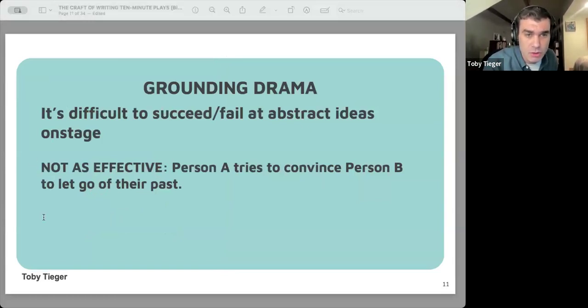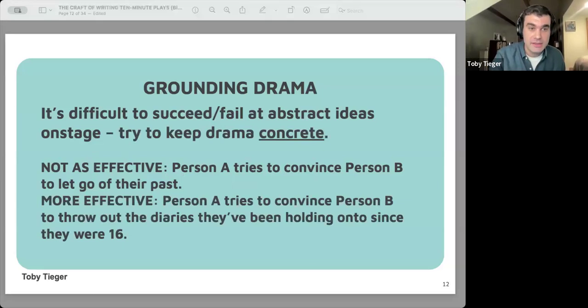Okay. So when it comes to creating drama on stage, it's very difficult to succeed or fail at abstract ideas. That's not to say that you can't talk about abstract ideas. It's just difficult to show them. So you can't succeed in getting back dignity. You cannot succeed in fighting injustice. The one I included here was person A trying to convince person B to let go of their past. How do you prove that the person has let go of their past, other than them saying, "I let go of my past"? So what is the mechanism that's allowing us to get in and talk about these big ideas?